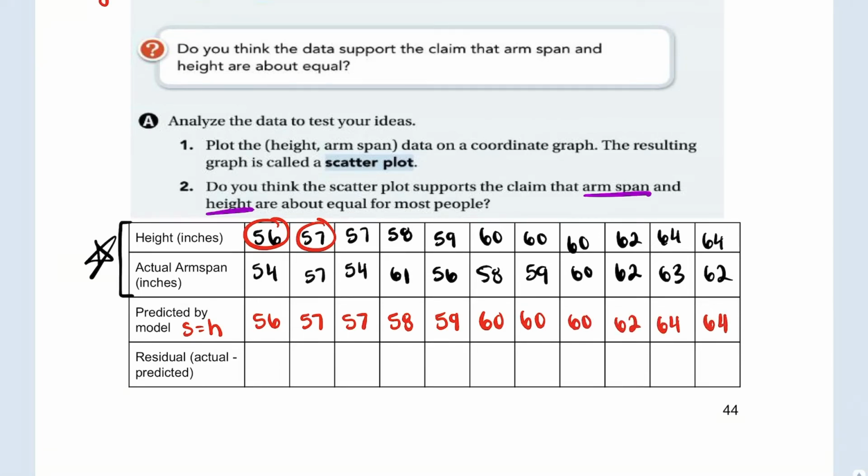Okay, now remember that we calculated residuals way back in the first few lessons, right? And the residuals are nice because they account for the errors that could have happened during the experiment. And to calculate the residuals, we are going to take the actual value and subtract the predicted value. So go ahead and pause the video and do that, please.